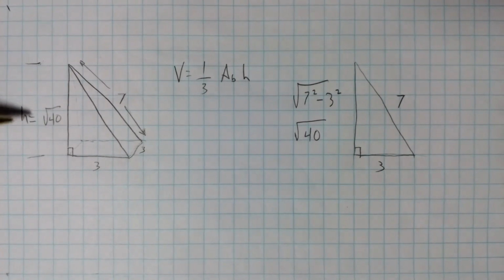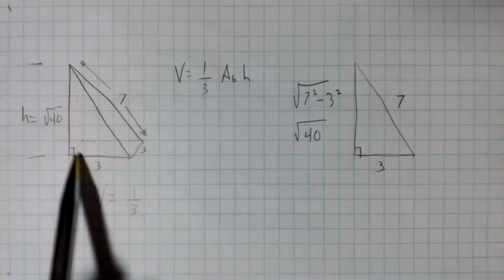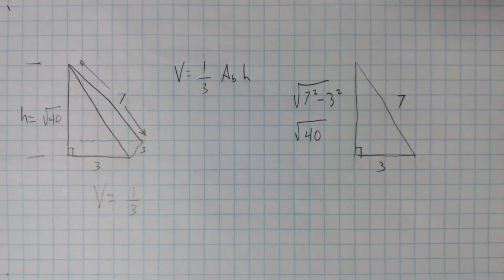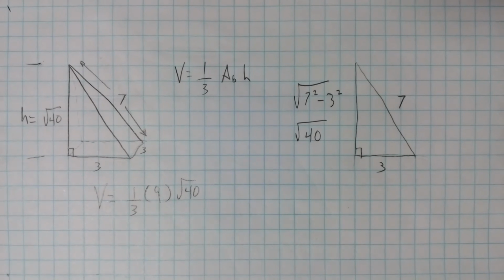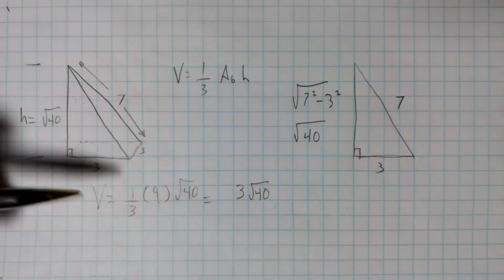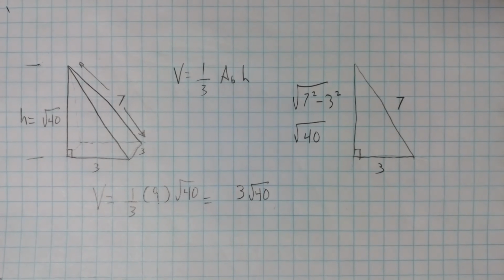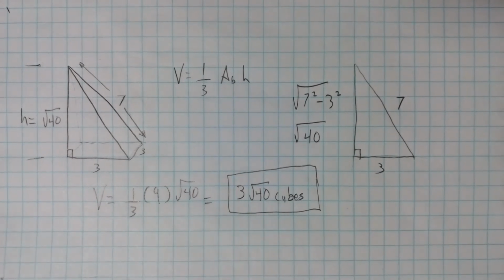So now that I know my height, the volume is going to be 1/3 times the area of the base, and if you look, it is a square. The area of the base is going to be 3 times 3, which is 9. And now we just need to multiply by our square root of 40. Simplifying a little, the 9 turns into 3 times 3, and we can cancel out some 3s. I'm going to get 3 times the square root of 40. Also remember that these are all cubes. So it is 3 times square root of 40, whatever number you get there, it's that many cubes. All right, folks, there's your lesson on finding the volume of pyramid shapes.